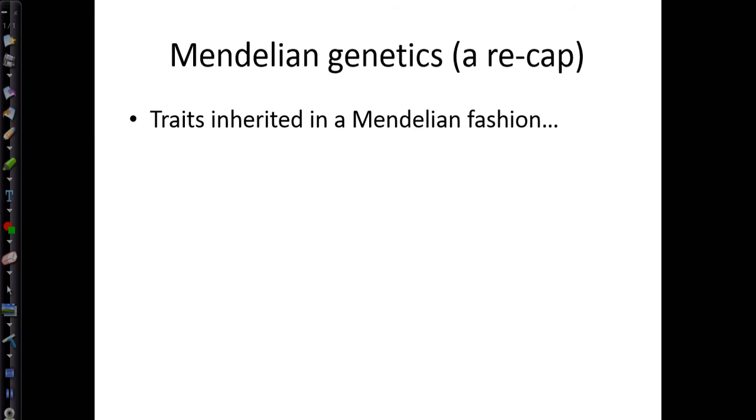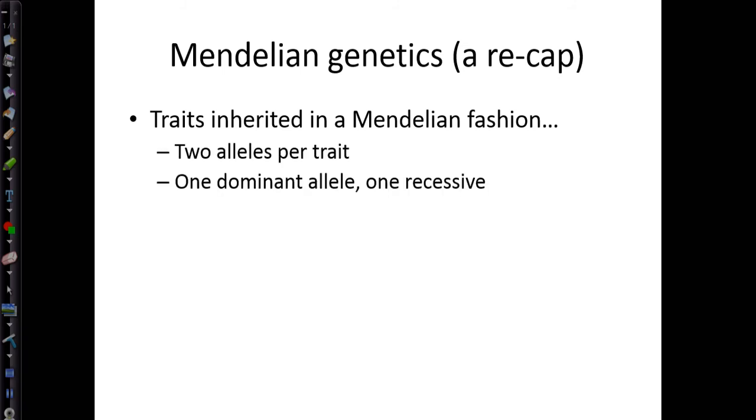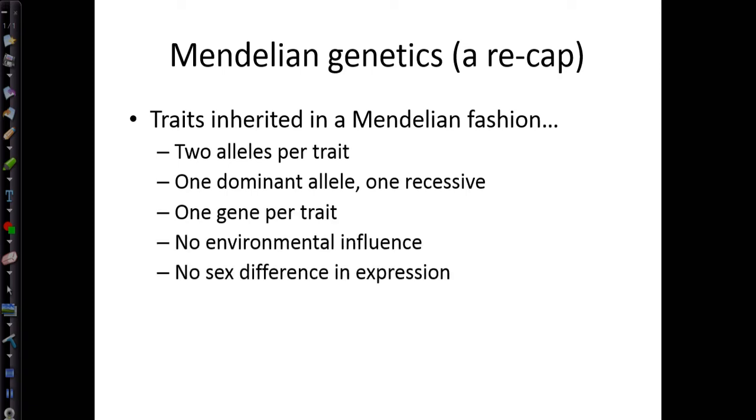So, Mendelian genetics. Let's recall what it means when we say something has been inherited in a Mendelian fashion. It means that there are two alleles per trait. We saw that when we looked at the alleles: big T, or big S, little s. You had two alleles per trait, and one was dominant and one was recessive. You also had just one gene per trait. That is, there was not more than one gene contributing to a particular trait, like height or flower color. There was simply one gene involved.